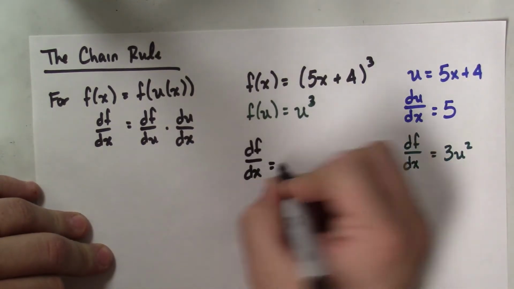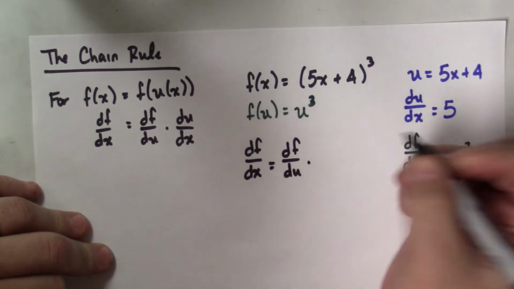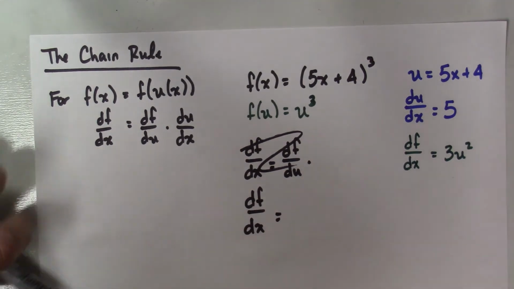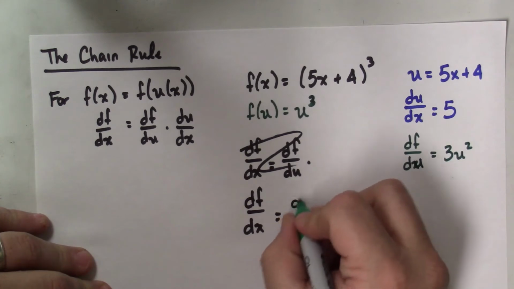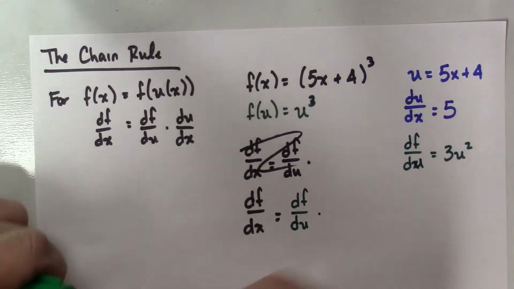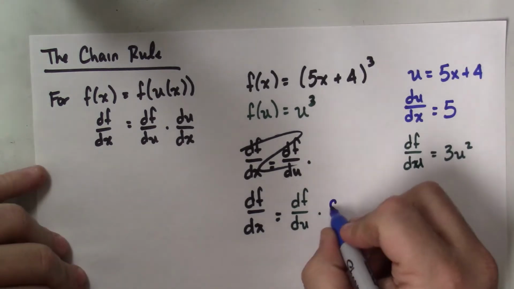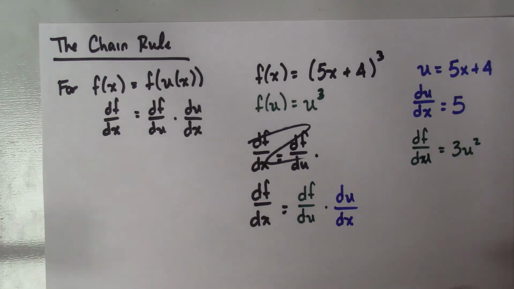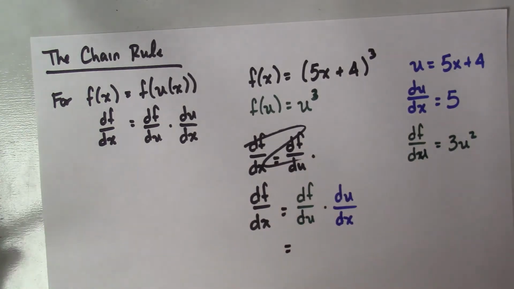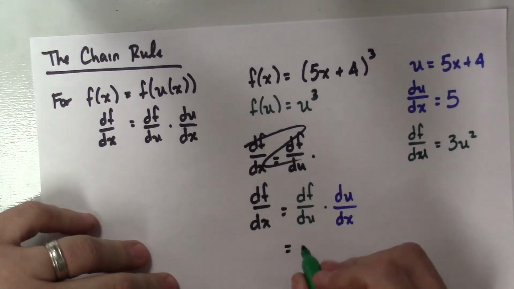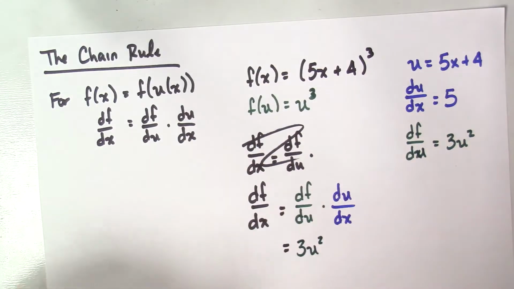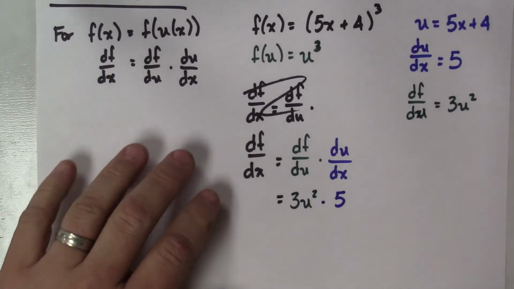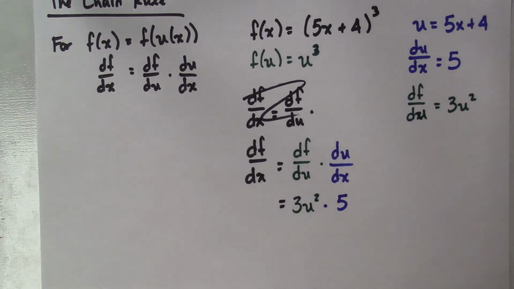So df dx is df du times, let's start this over and let me do it in fun colors. Df dx is df du times du dx. Well, df du is 3u squared. Du dx is 5. Now I'm going to go back in and resubstitute u in for f.